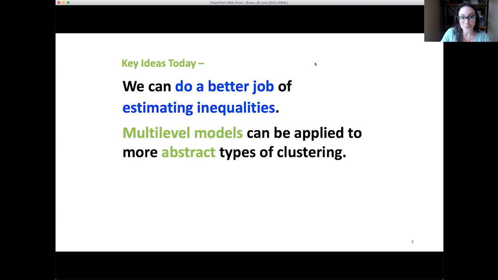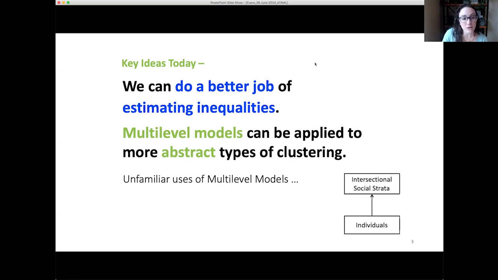And also, we can use multi-level models for this. So multi-level models aren't just something that you have to imagine with really concrete environment clusters like schools or workplaces. They can be applied to handle much more abstract types of clustering, by which I mean we still are going to think of people as having correlated outcomes and sort of sharing a positionality. But we might imagine something a little bit more abstract.